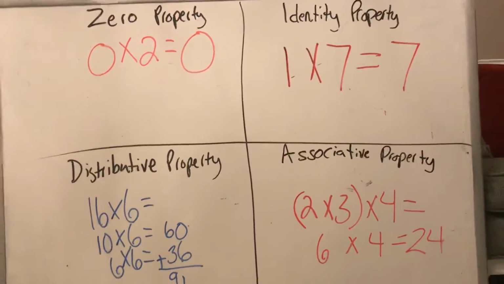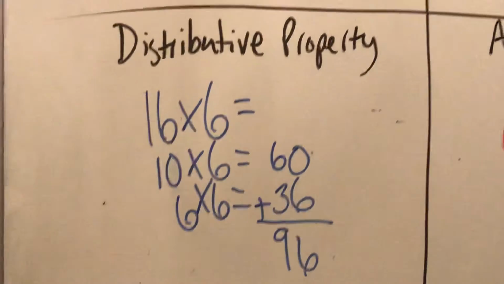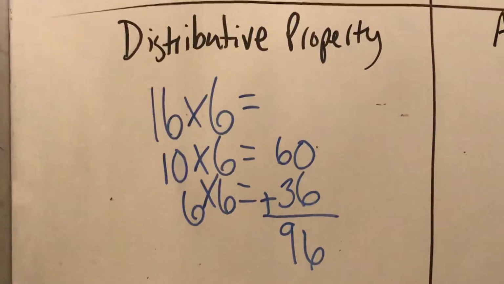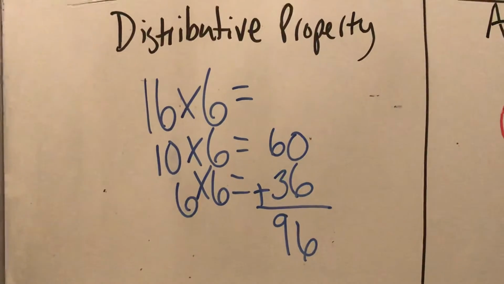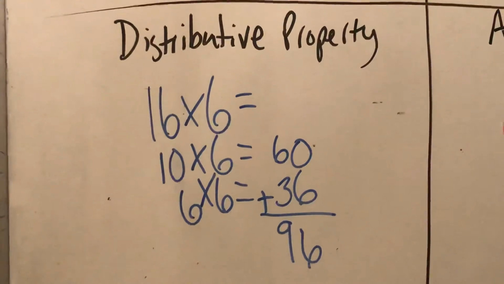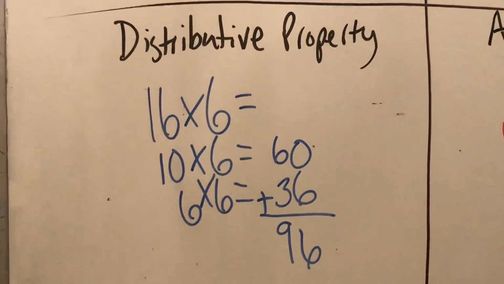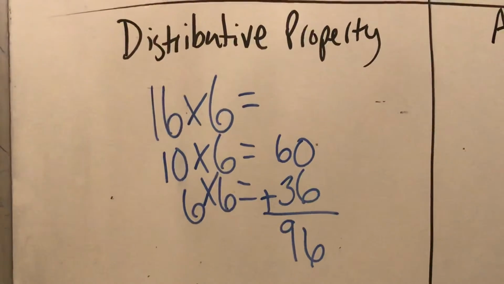Now, here's where it gets a little bit more difficult. We're going to come down here to the distributive property. And the problem you'll see here is 16 times 6. And that's because we don't know our 16s, we don't know our 17s, we don't know our 25s. And when that happens, we have to find a way to do the problem. So what you can see here is that we took 16 times 6 and we turned it into 10 times 6 and 6 times 6.